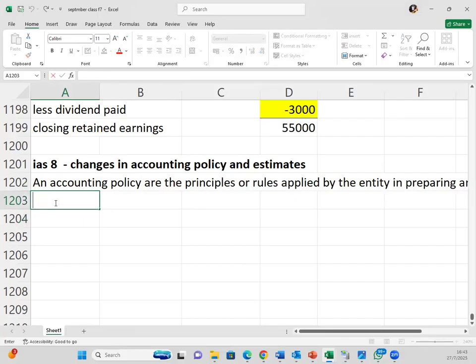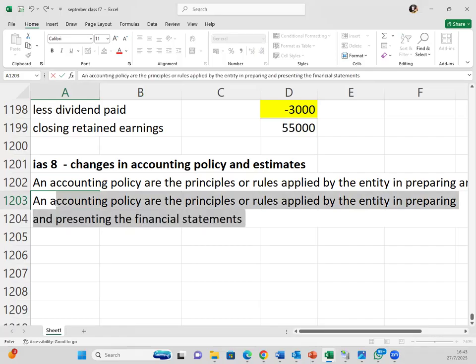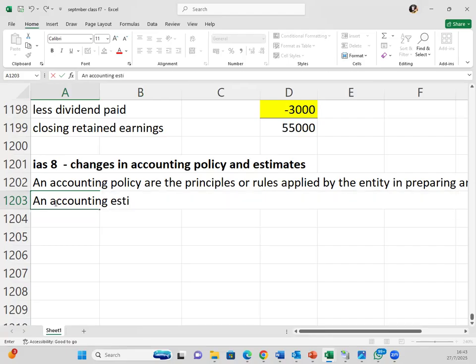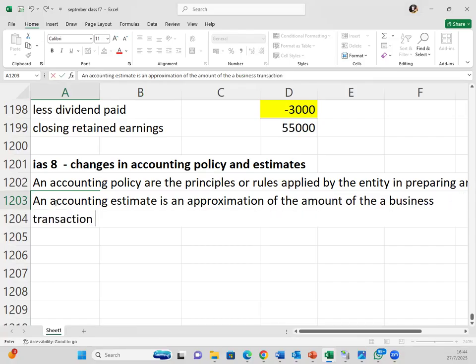Then what about estimates? An accounting estimate is an approximation of the amount, in most cases the amount of the liability, or an estimation of the amount of a business transaction for which there is no definite amount.